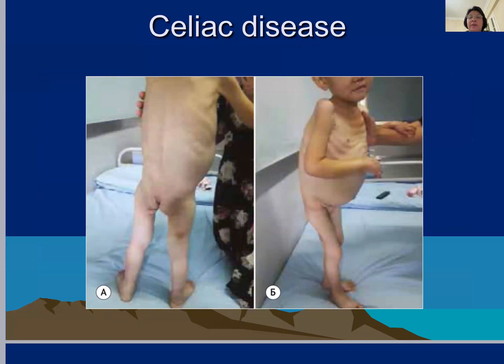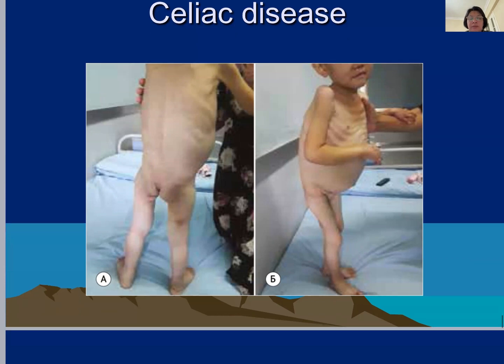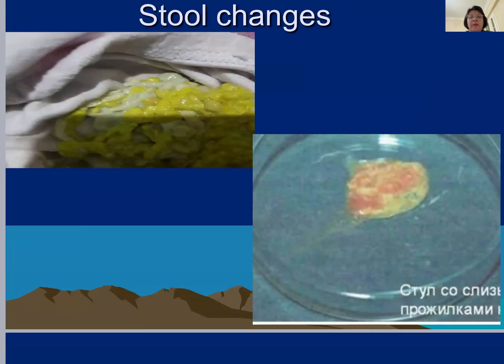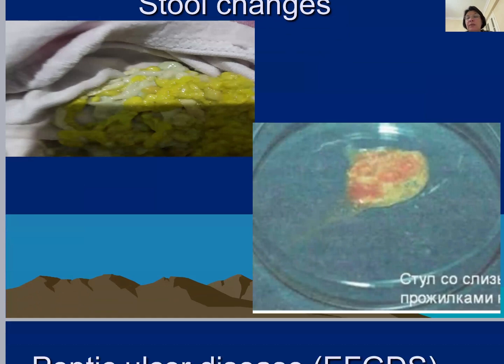Celiac disease, malabsorption syndrome. You can see our patient with celiac disease with severe malnutrition, marasmus, and a very large abdomen. Stool changes in this baby. First picture and next picture, a stool with blood, dysentery.